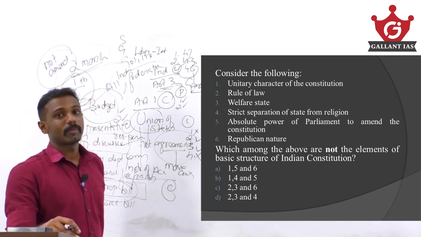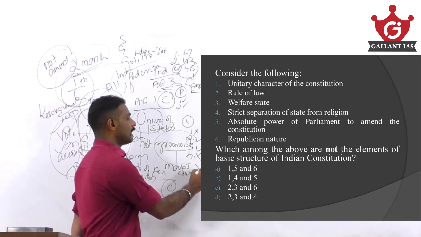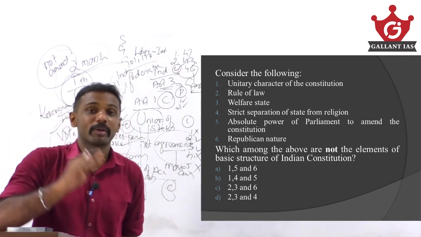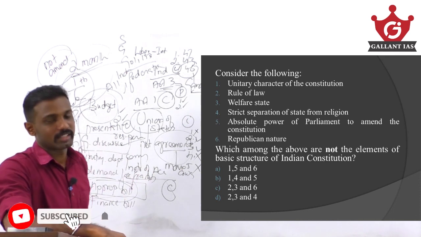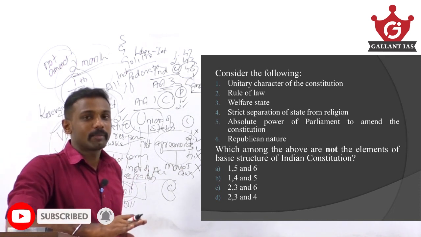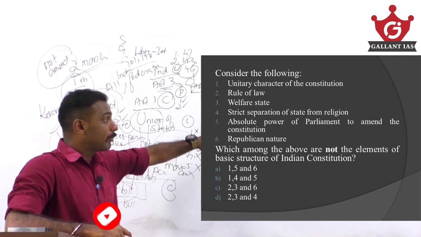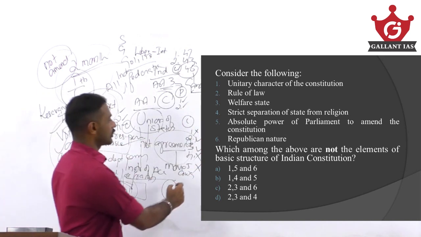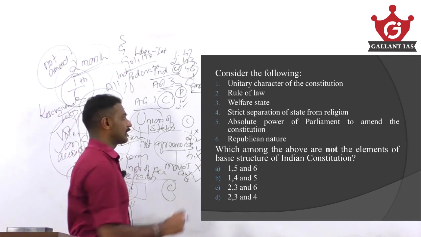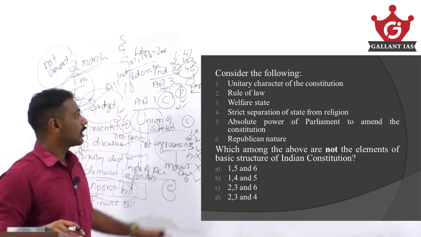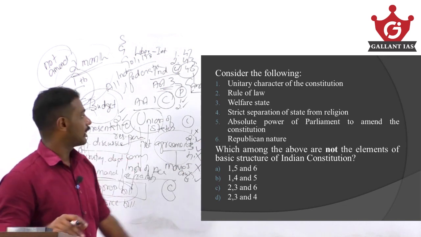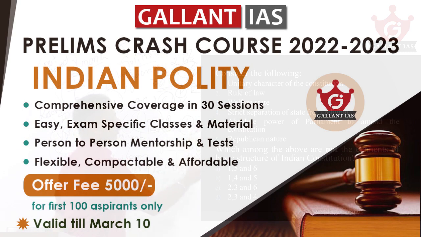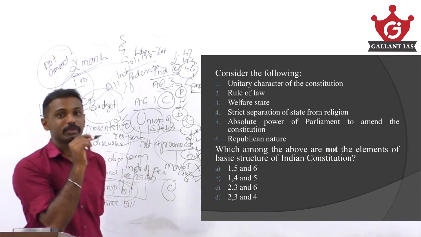Absolute power of parliament to amend the constitution. No, it is the limited power of parliament to amend the constitution that is a basic structure. I repeat once again, the parliament has a limited power, and that limited power of parliament to amend the constitution is a basic structure, and this is not. What about this? Republican nature is also a basic structure. Clear? And since we have to find out the elements that are not basic structure, 1, 4 and 5 should be our answer. That is option B is the right answer to this question.